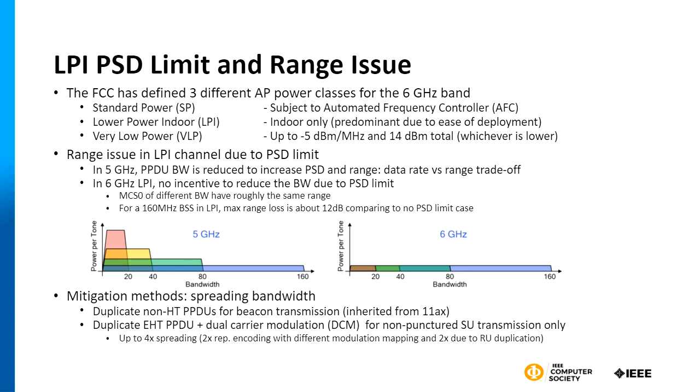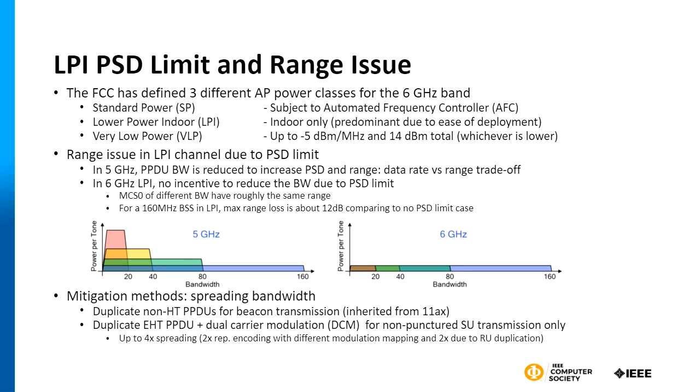So the other part that was being refined while we were defining 11BE was that FCC finalized the rules for power operation in the 6 GHz band. So there was a definition of 3 different AP power classes. So we had standard power, low power indoor, and very low power. Each of them with their own rules in terms of operation from an access point. So, for example, standard power is still subject to automated frequency control, and a third-party entity that is managing the enablement of the operation in that particular channel.